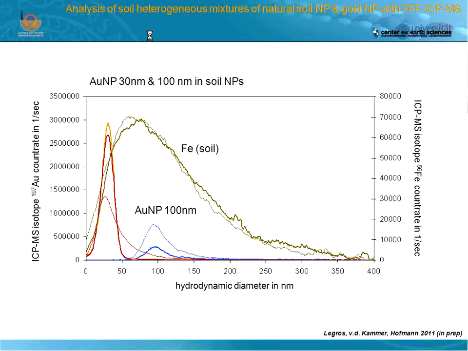The message here is that if we are using particles that have some indicator, some tracer on it, a metal that is not present in our natural particles like the gold, or silver would also be possible because silver is also not present in the natural particles, we can easily distinguish them with this kind of technique, and we can do heteroaggregation experiments with that.